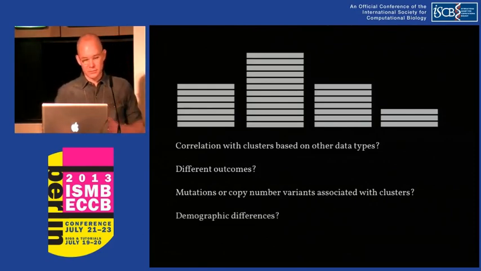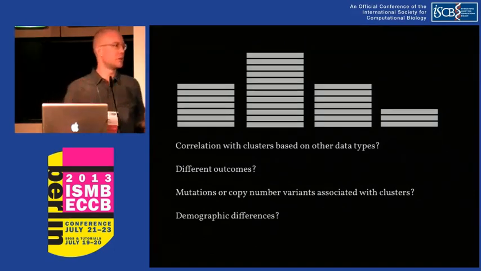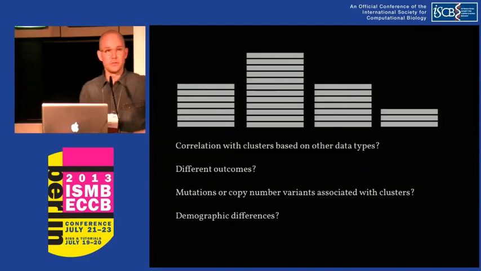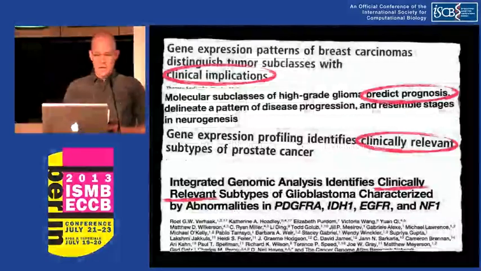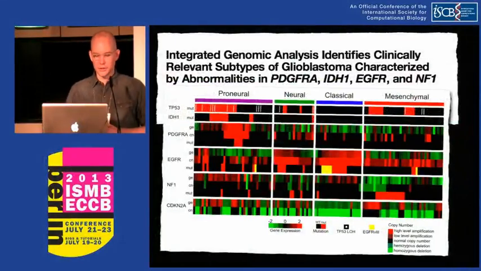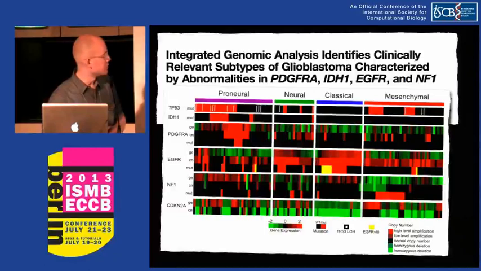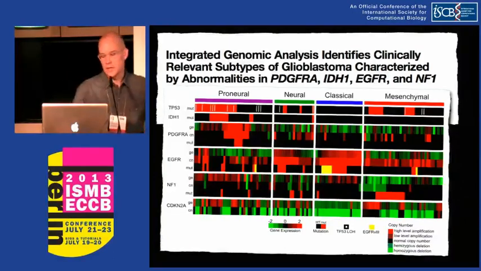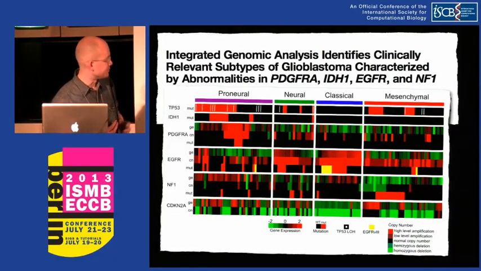Now the question is, how do people typically do this once they have their clusters and they want to correlate these different data types with each other? I just want to show you this last paper that I had up earlier. This is by Verhaak et al. It came out in Cancer Cell in 2010, which was one of the key studies that used TCGA data to identify tumor subtypes in glioblastoma.